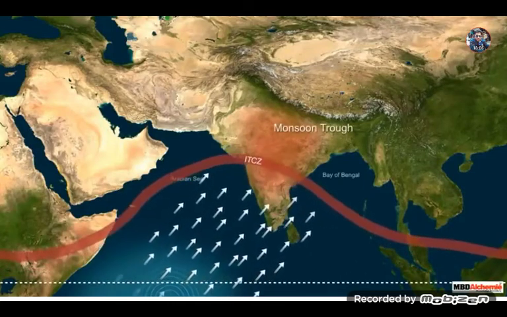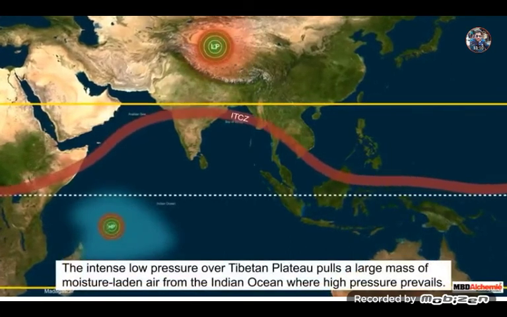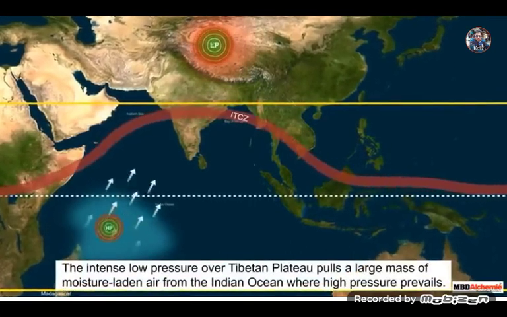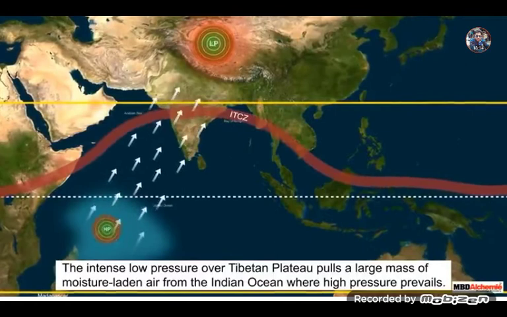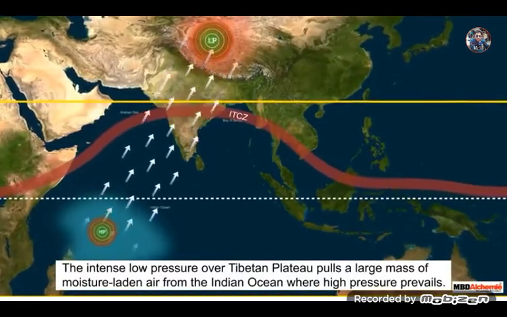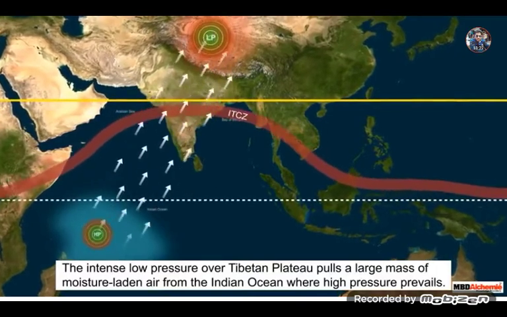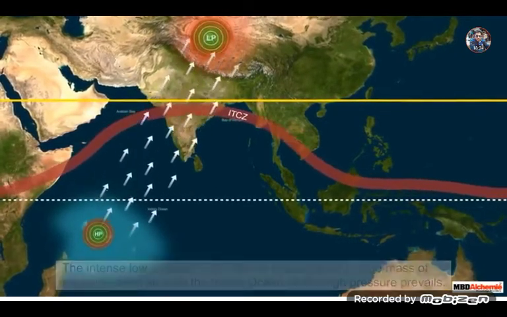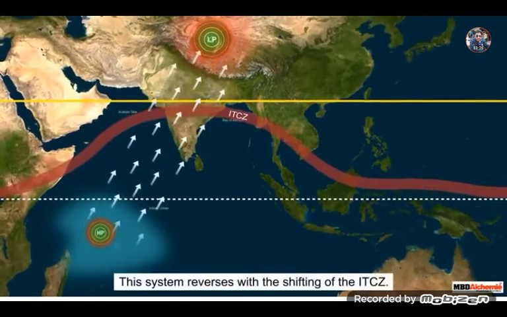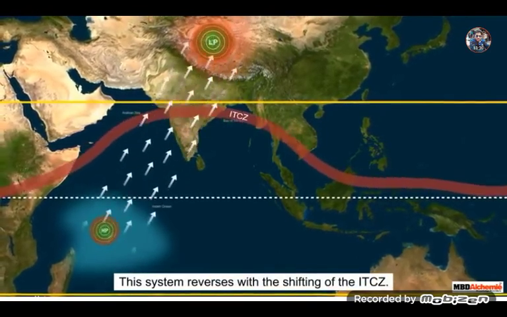We call it a monsoon trough. The intense low-pressure system formed over the Tibetan Plateau attracts air from the intense high-pressure system that develops over the Indian Ocean near Madagascar island of Africa. This causes a strong pull of moisture-laden air mass from the ocean to the landmass of India. While the ITCZ shifts, the pressure system reverses, causing the reversal of wind.